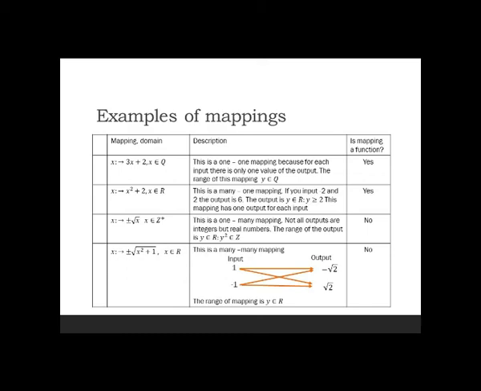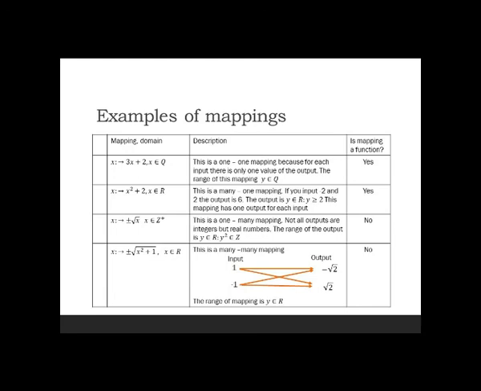Next, x is mapped to plus or minus square root of x, where x belongs to the set of integers. This is a one-many mapping. Not all outputs are integers, but all outputs are real numbers, such that y squared belongs to the set of integers. Finally, x is mapped to plus or minus square root of x squared plus 1.